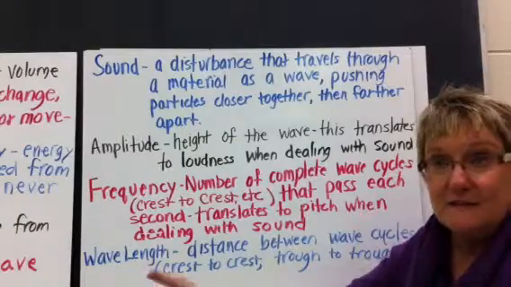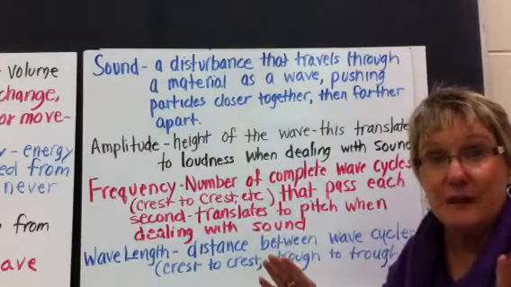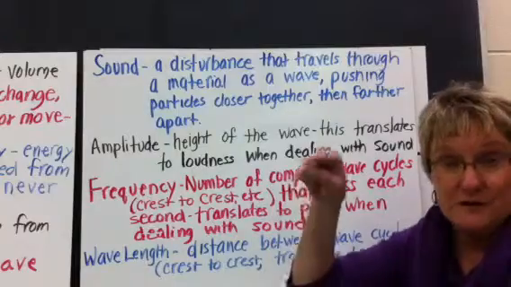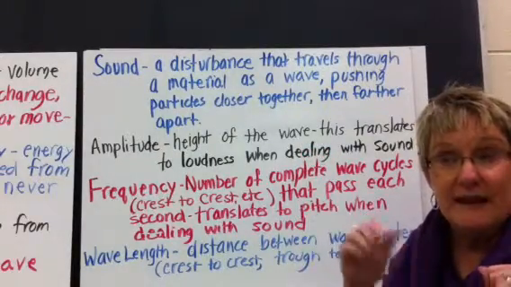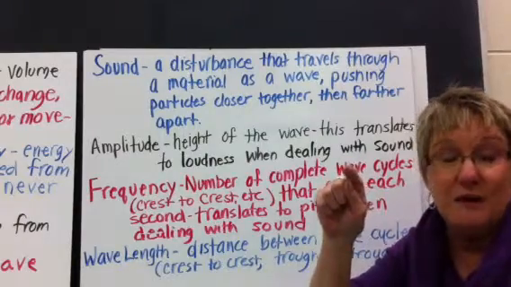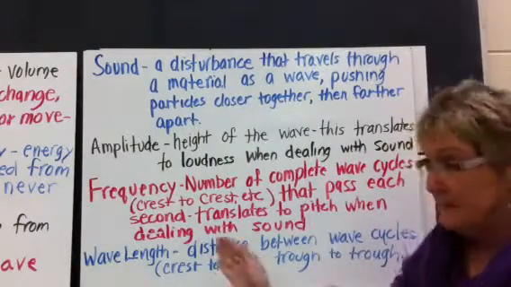Wavelength is simply the distance between two waves. We measure that by measuring crest to crest, which is the highest point of the wave. So wavelength is crest to crest. We could also measure it trough to trough to measure wavelength.